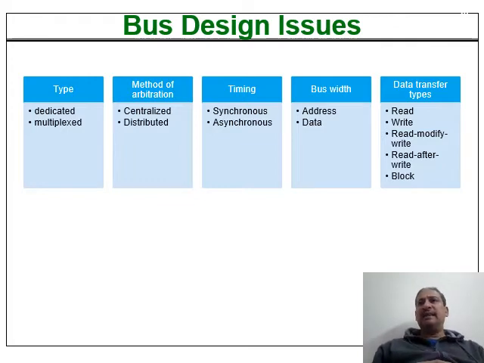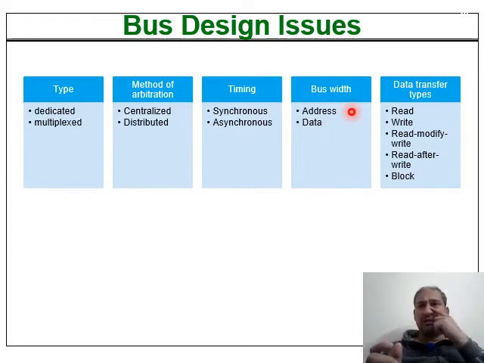Now, while designing the buses for a computer, there are certain design issues, right? We have the bus may be dedicated versus multiplexed. We may have centralized versus distributed arbitration. This is something that we'll talk about later. We may have synchronous versus asynchronous buses. Then the bus width is there, the address bus width.